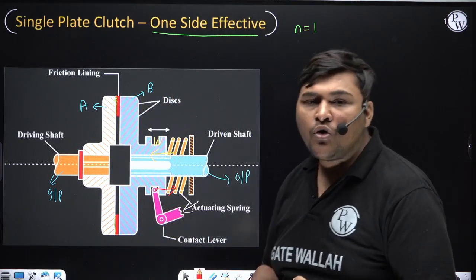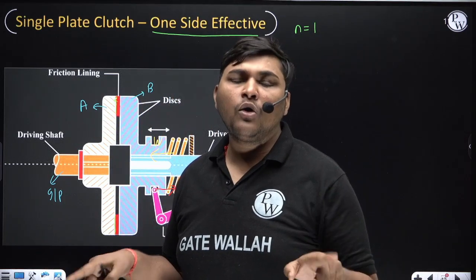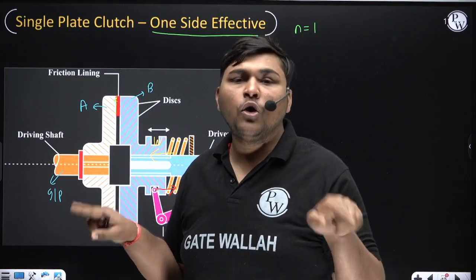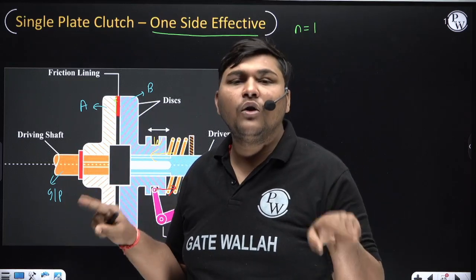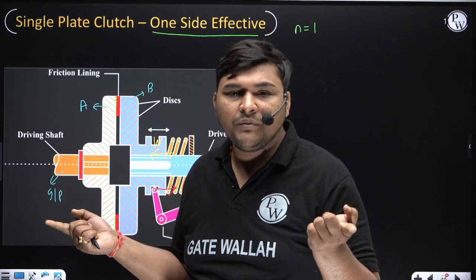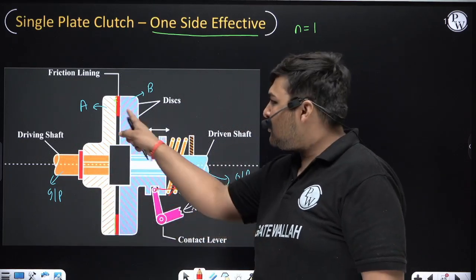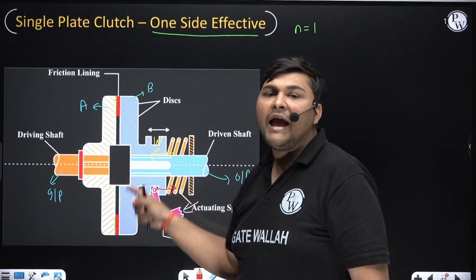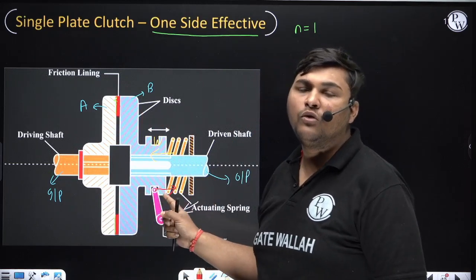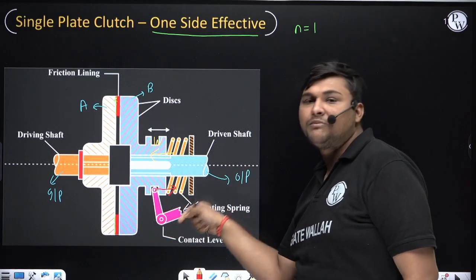If there is no contact, it means no contact pressure. No contact pressure means no normal force. No normal force means no friction force. No friction force means no torque will transmit, which means the clutch will disengage. Both plates will disengage from each other, and no torque will transmit from input to output shaft when you press the clutch pedal.